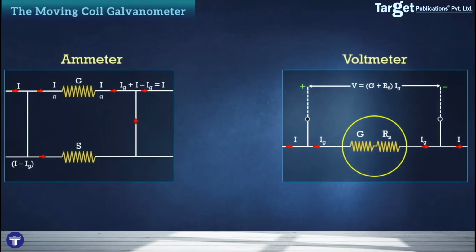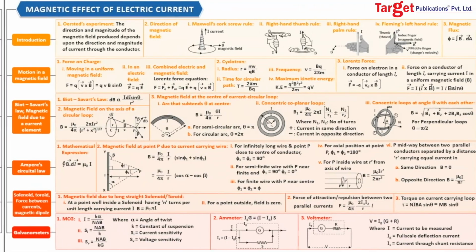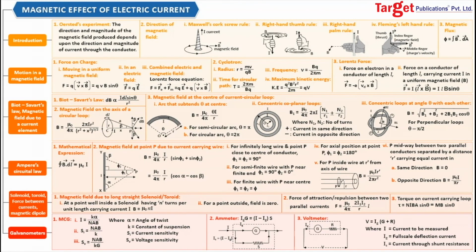Finally, you can see that if you want to convert the MCG into an ammeter, you need to connect a resistance in parallel, but if you want to convert the MCG into a voltmeter, you need to connect a series resistance. So this wraps up all the concepts that I want to cover under the umbrella of magnetic effect of electric current. I hope you enjoyed watching this video.